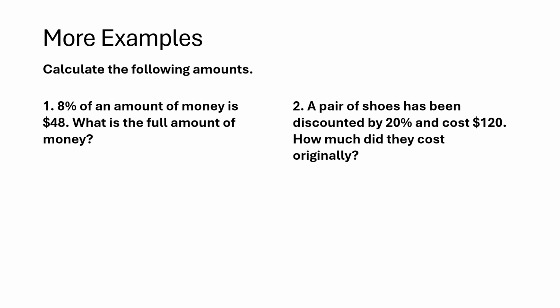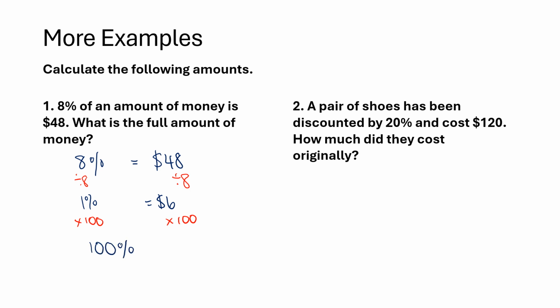Right. Feel free to pause the video and give this one here a go by yourself, but I'll also go through them. Now, if we want to figure out what the full amount of money is of this $48, we're going to start by finding out what 1% is worth. To do so, we're going to divide both sides by 8, which will give me that 1% is worth $6. Then to get my full amount, that's the same as 100%. So I'll multiply both sides by 100, and I would end up with 100% being $600. So that means that the full amount of this money is $600.